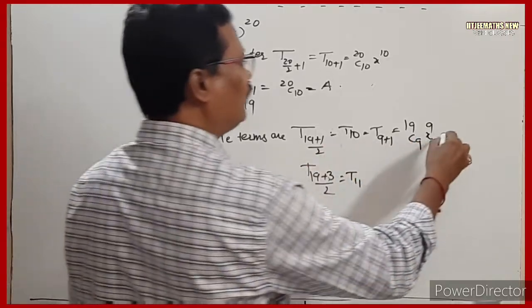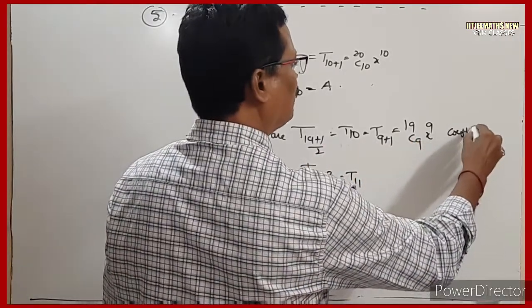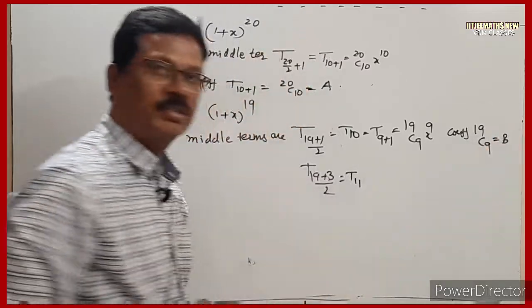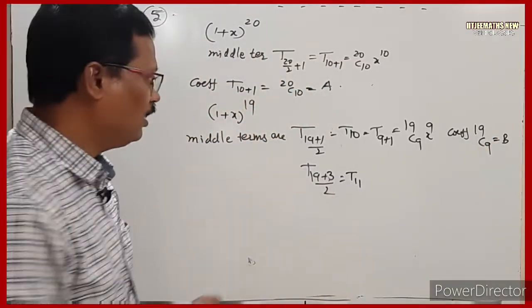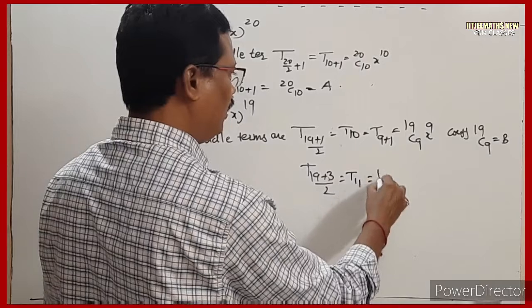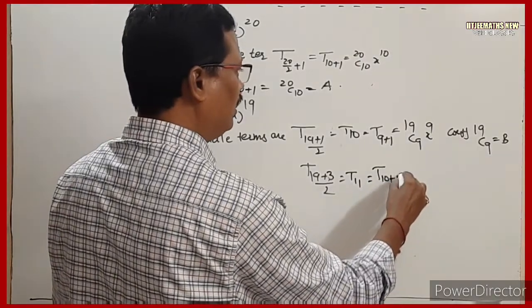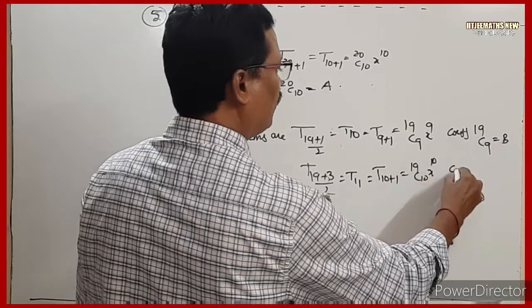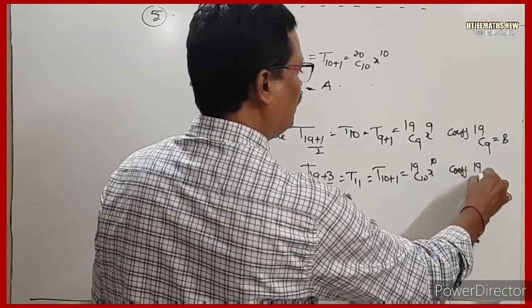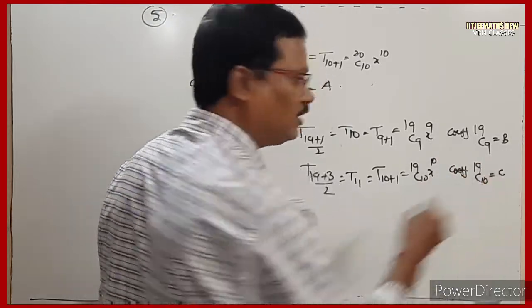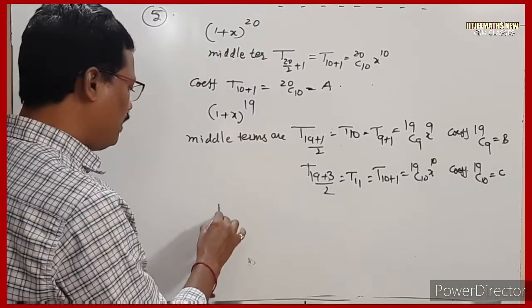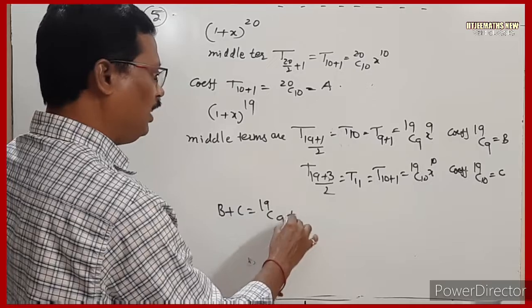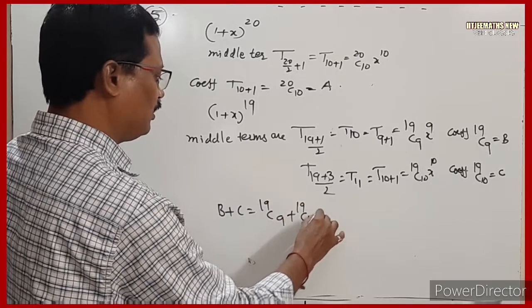Therefore, what is this coefficient? This coefficient is 19C9. They have given this as B in the problem. Now, in this T11, that is T(10+1), it is 19C10 x^10. This coefficient is 19C10, which is given as C. Then what about B plus C? B plus C is 19C9 plus 19C10.